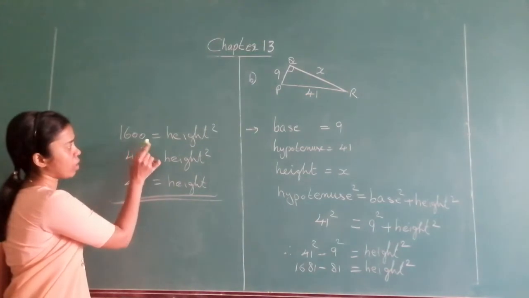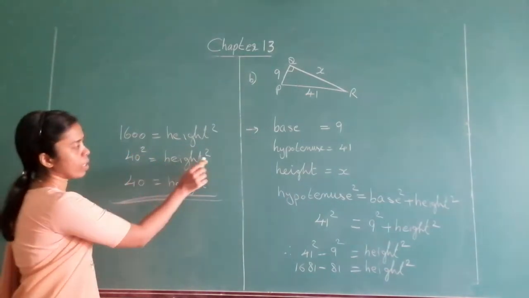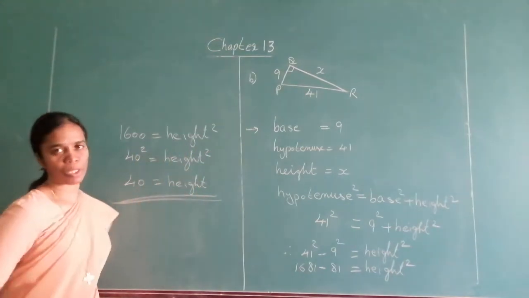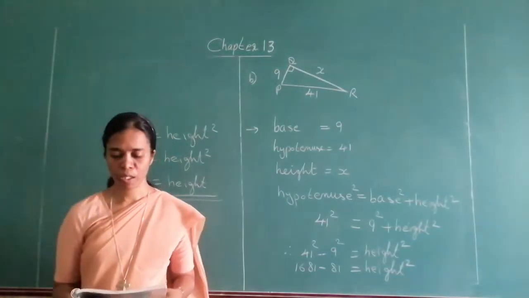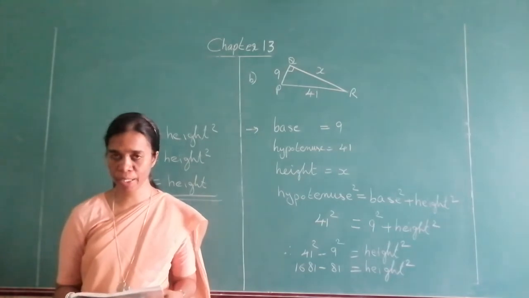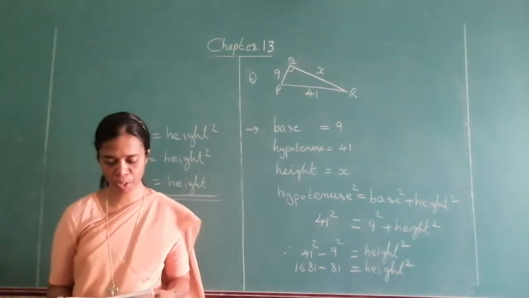So 1600 is 40 square. That is height square. Now from both the sides remove the square, so height is 40. Okay. The third one, you are given the hypotenuse, again the base, you have to find the height. Same way you can find. So please do it.